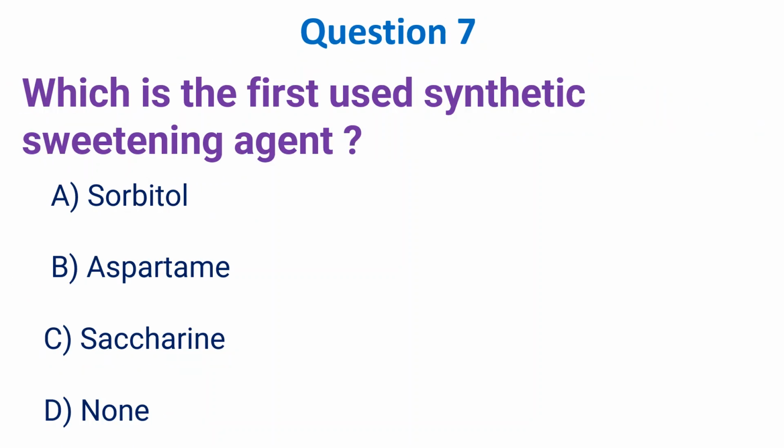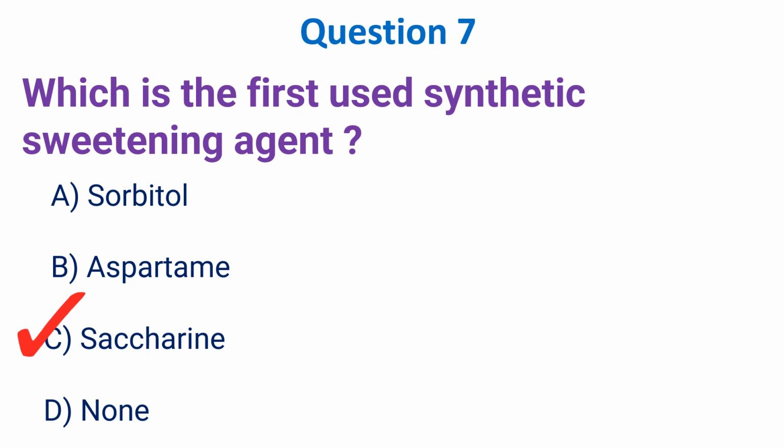Question number 7. Which is the first used synthetic sweetening agent? Options are option A sorbitol, option B aspartame, option C saccharin, option D none. Correct answer is option C saccharin. Saccharin was first discovered in 1879 and it is 200 to 700 times sweeter than sucrose.